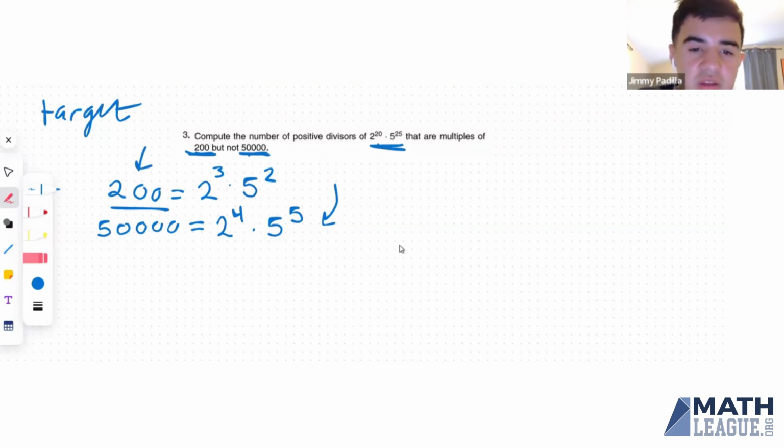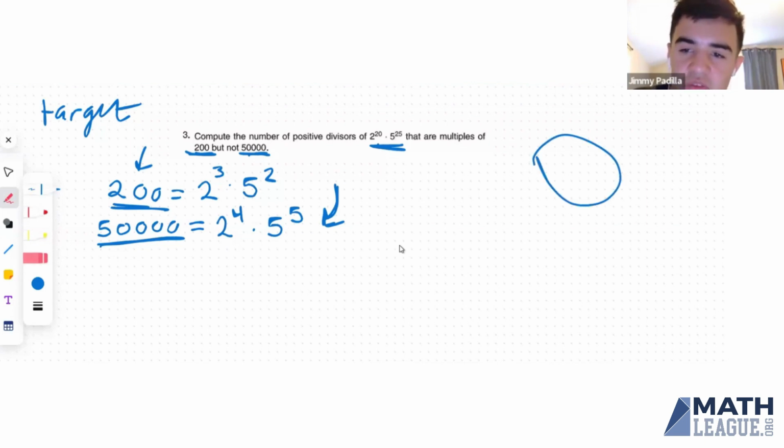Since there are fewer of these, what we can do is get the total number of divisors which are multiples of 200 and subtract away the number of divisors which are multiples of 50,000. This is a smaller number, so then we'll get a number which represents the number of divisors which are multiples of 200 and not 50,000, since those include each other, right?